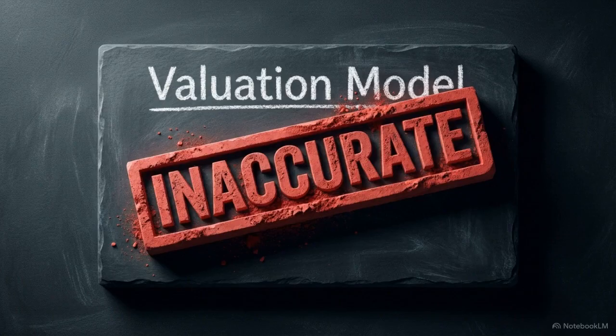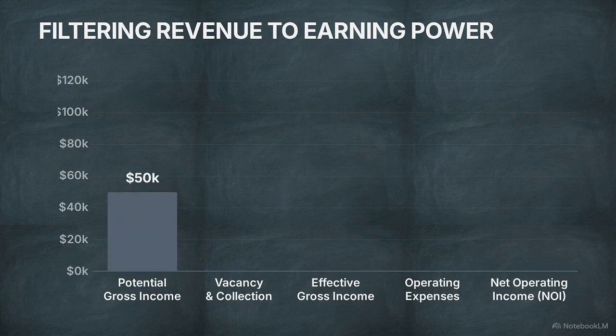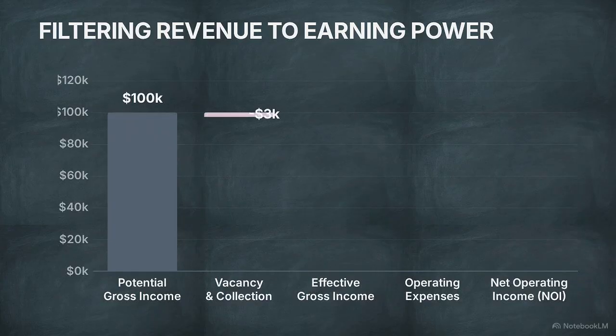Taking an owner's unadjusted profit and loss statement and plugging it into a valuation model produces a mathematically precise but entirely inaccurate market value. This reconstructed operating statement filters theoretical revenue into true earning power. It begins with potential gross income, PGI, the maximum capacity assuming perfect collection. We then deduct a calculated vacancy and collection loss. Ignoring this deduction assumes a flawless operating environment, an error that guarantees an inflated final property value.